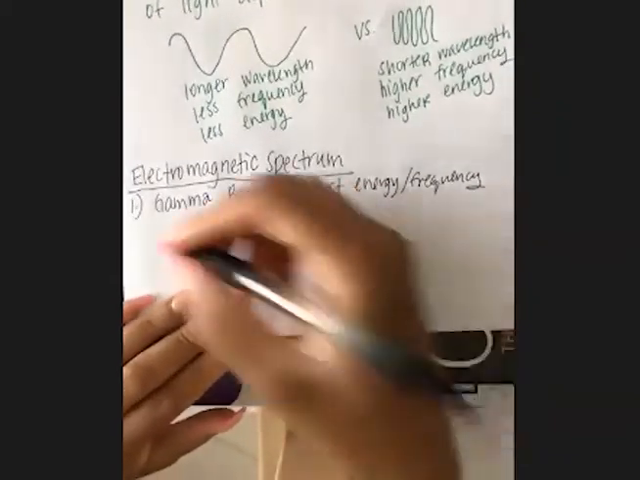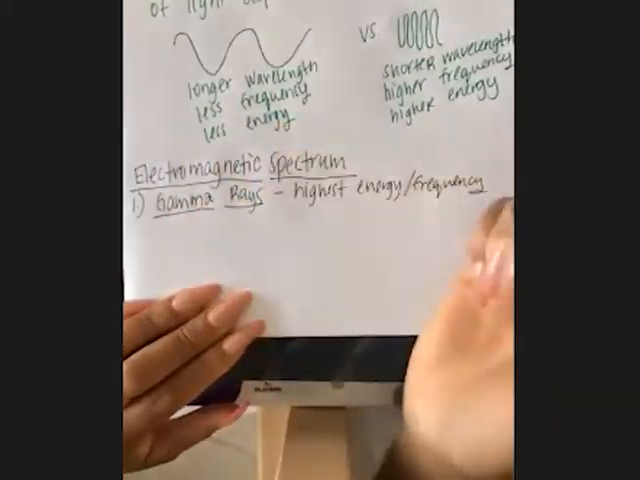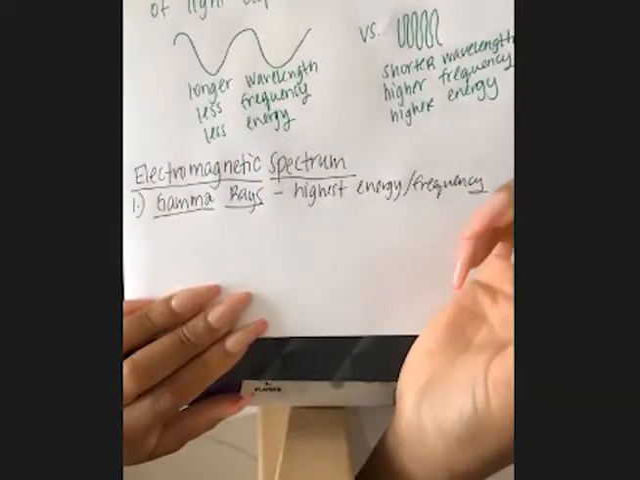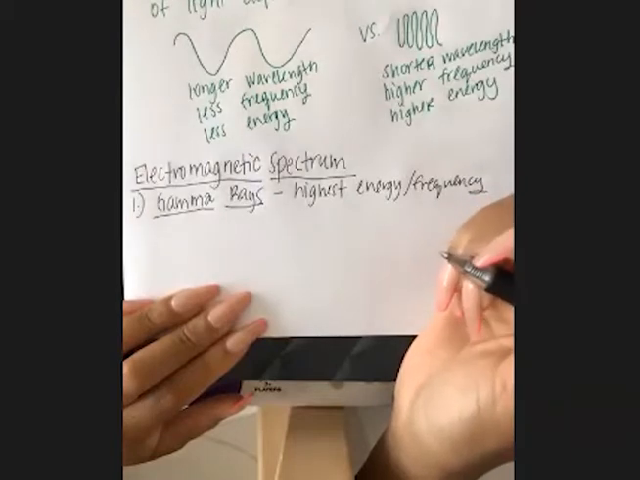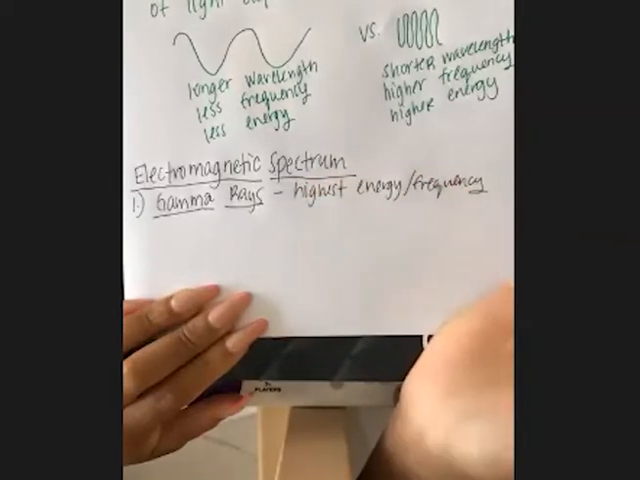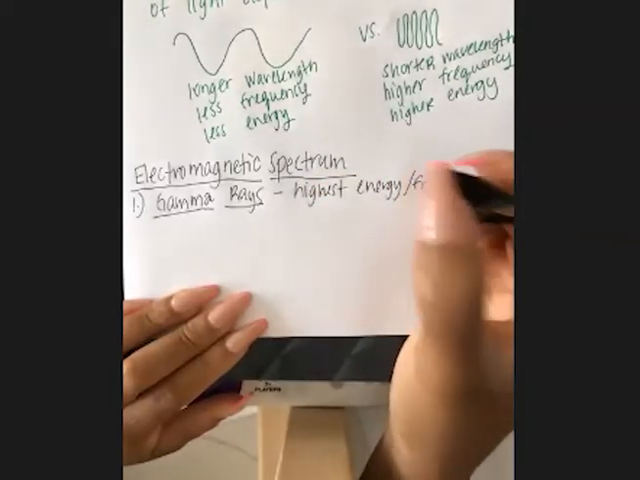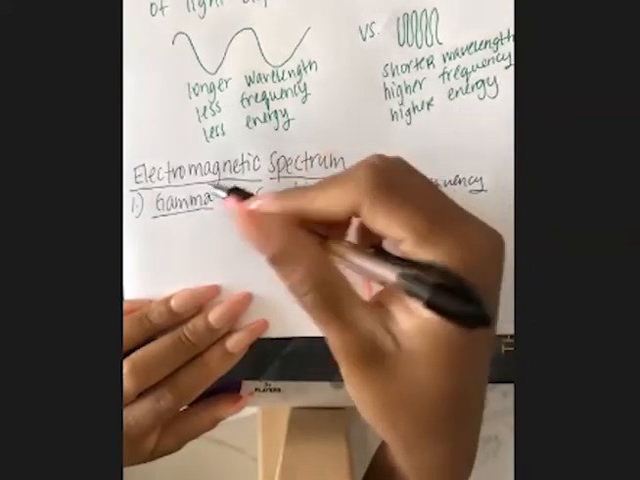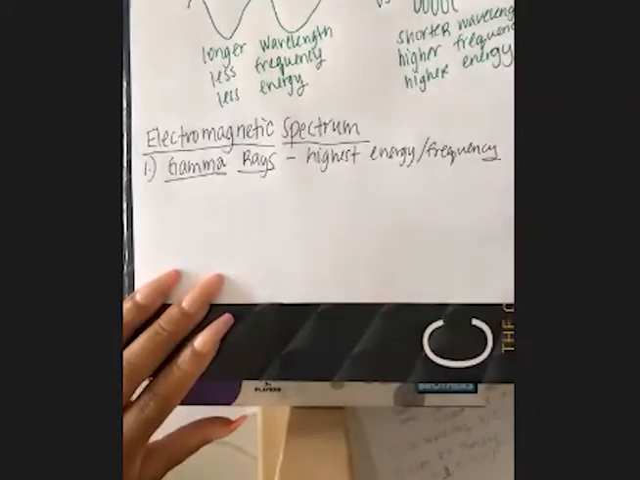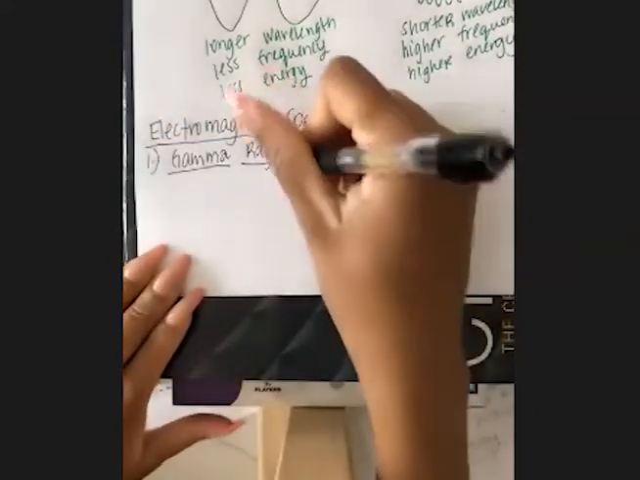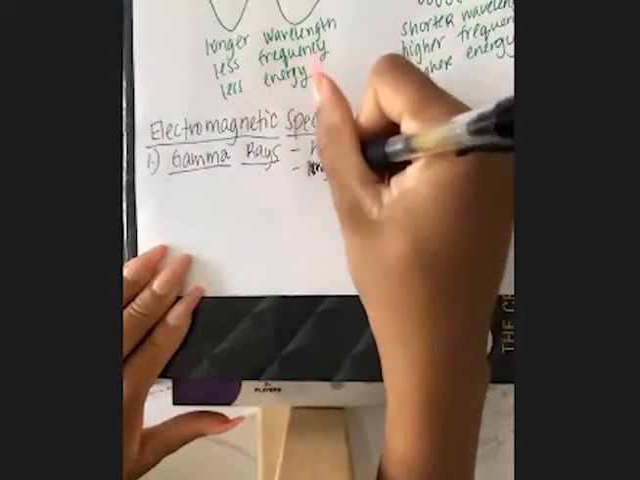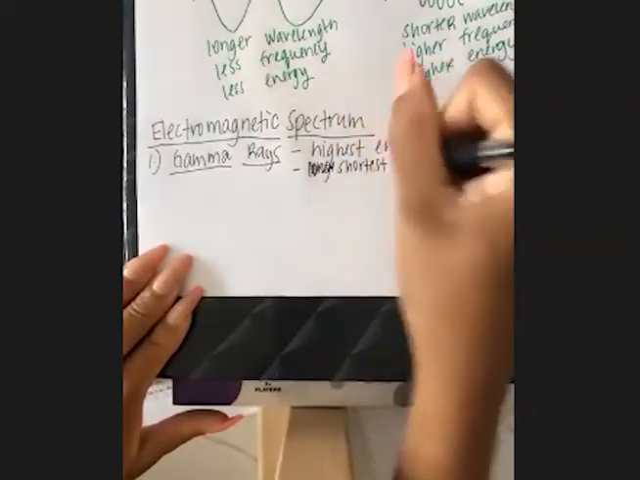Gamma rays are the rays that are produced by the sun and other stars. They have unstable nuclei, and they destroy biological molecules. So gamma rays are very dangerous to us. We shouldn't come into contact with gamma rays, and so they basically can kill us at the end of the day. All right, so gamma rays have the highest energy and frequency, which in turn means they have the shortest wavelengths.